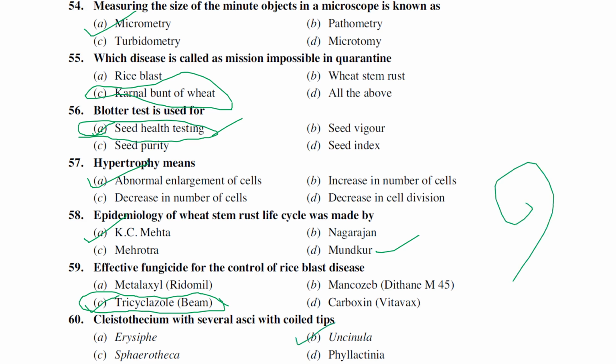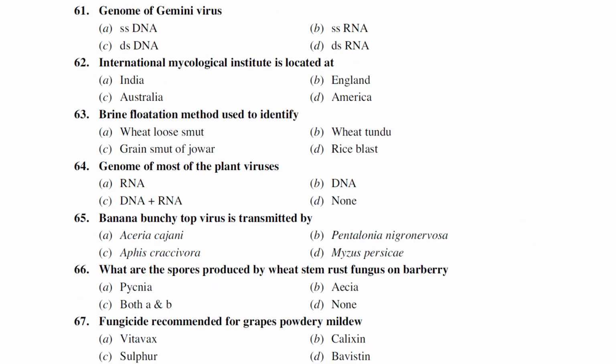Regarding the Cleistothecium and the kinds of appendages, with one ascus and many asci, I have already discussed the types of appendages in detail in model question paper number 14. If you have not seen that one, you had better go and take a look. There I have mentioned other information regarding the Cleistothecium types of appendages also. But here the answer is: if it is a coiled tip, it is Uncinula.